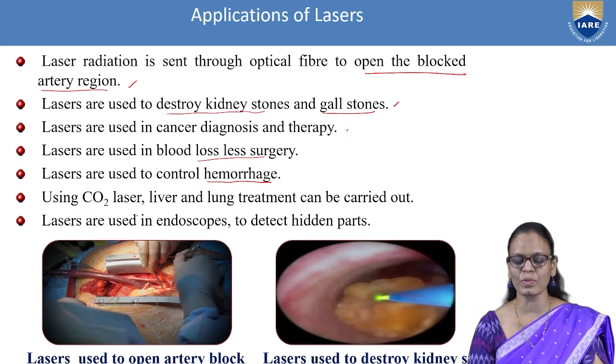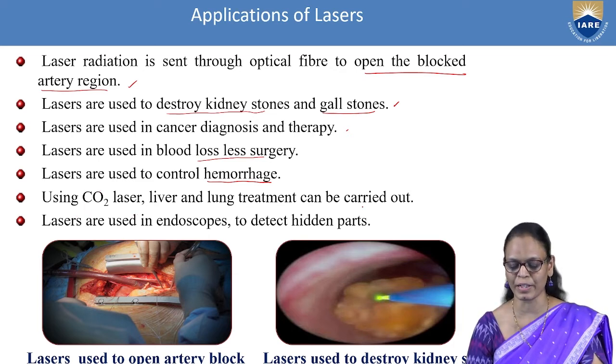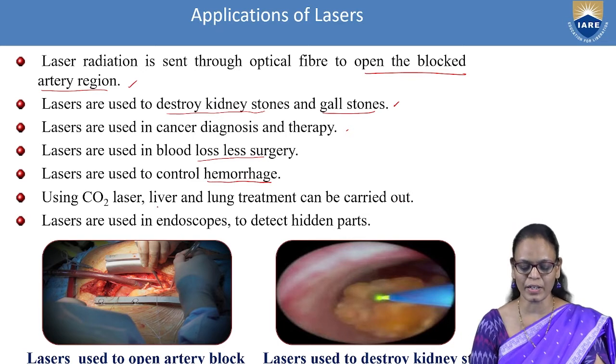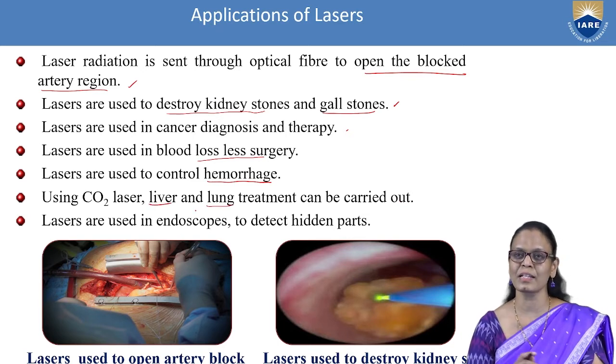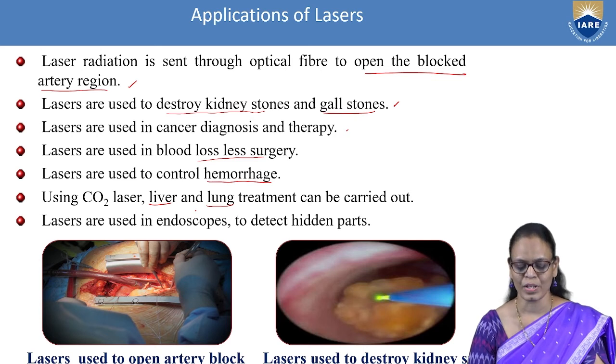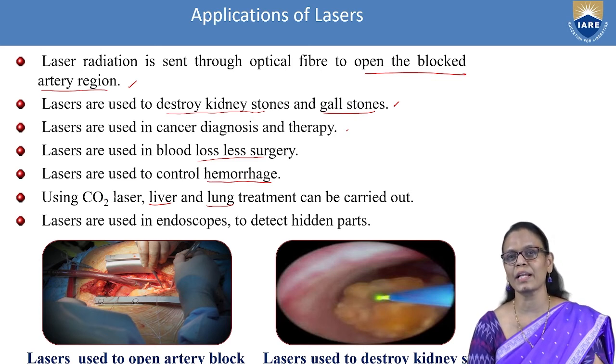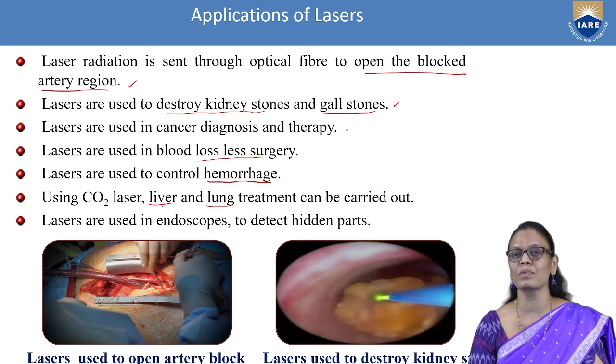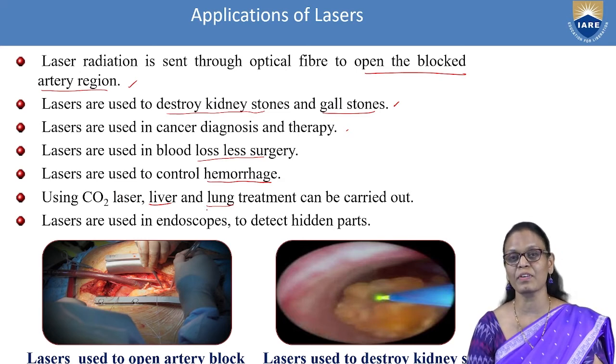And using CO2 laser, liver and lung treatment can be carried out. Liver and lung are very sensitive parts in the body. So they are using a CO2 laser, which is a high powered laser which can be used for treatment of liver and lung.